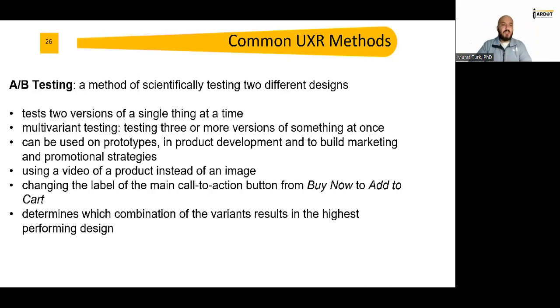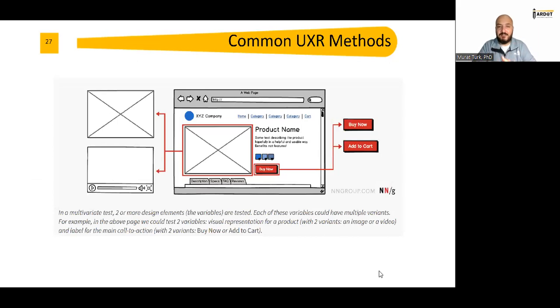One other example could be using a video of a product instead of an image, and changing the label of the main call to action button from buy now to add to cart, right? So these are different combinations. By using these combinations, you can decide which one works better, right?